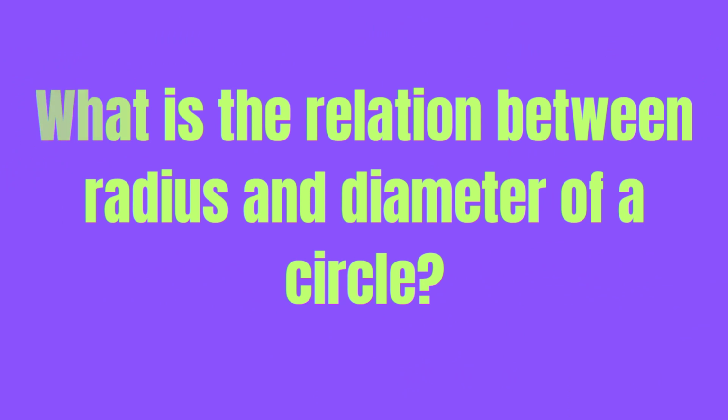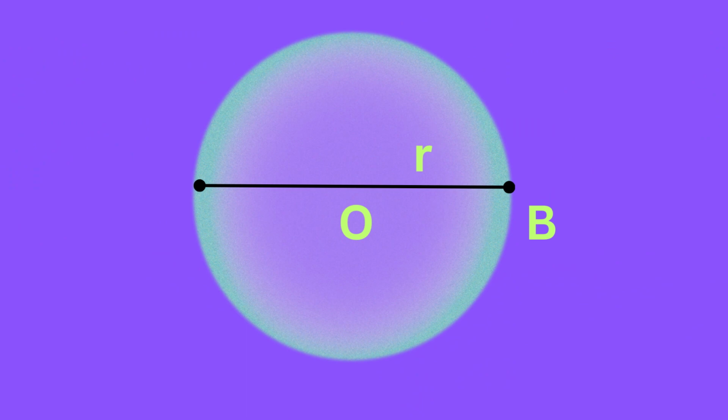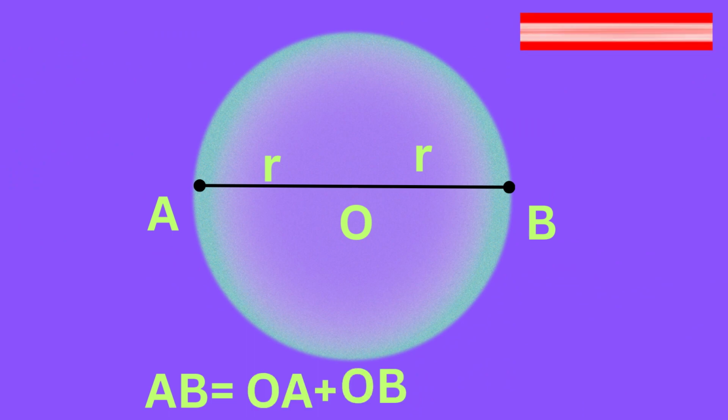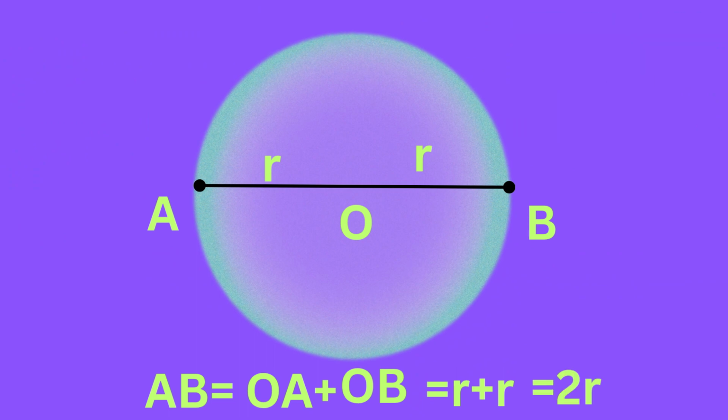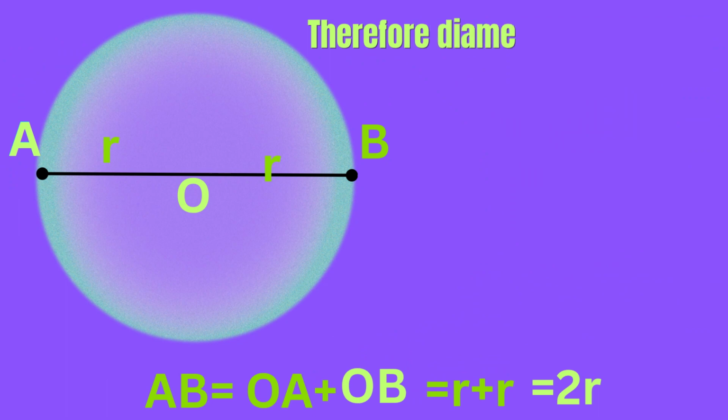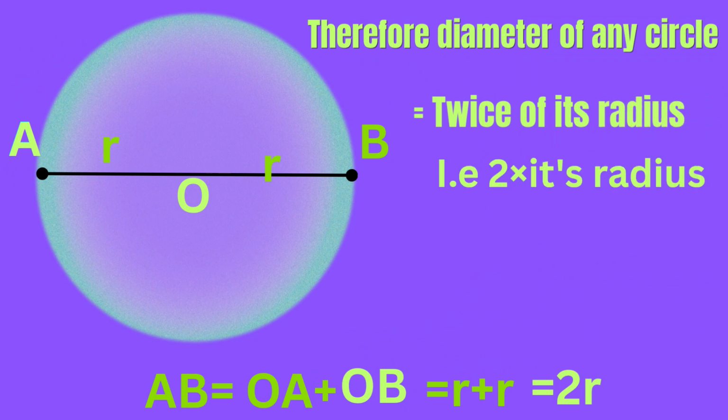Already we know the distance from O to B is the radius and its length is R. Similarly, the distance between O and A is also the radius and whose length is the same. Therefore, the total length of AB will be OA plus OB, which equals R plus R, which equals 2R. Therefore, the diameter of any circle is equal to twice its radius, that is 2 times its radius.